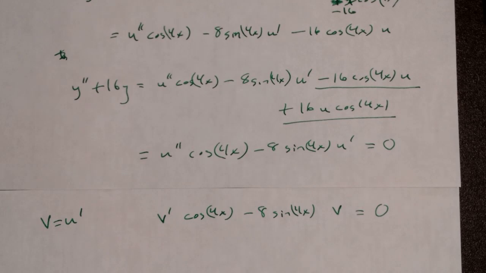Either it's separable or linear or exact. Which way do you want to try and do it? Okay, if it's linear, then I should have the v prime all alone, right? So I'm going to divide by cosine of 4x. V prime minus 8 tangent 4x v equals 0.